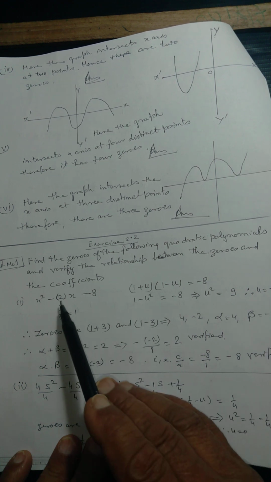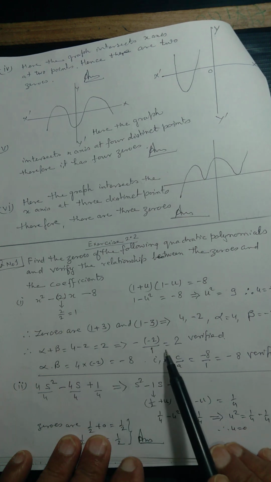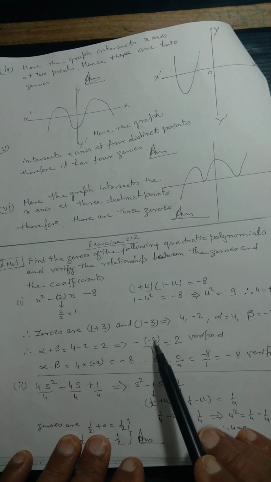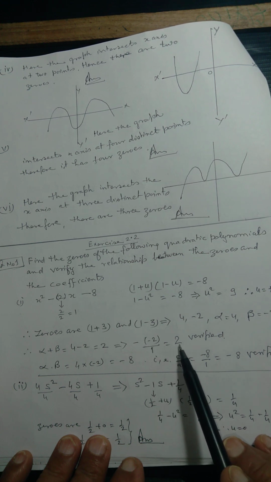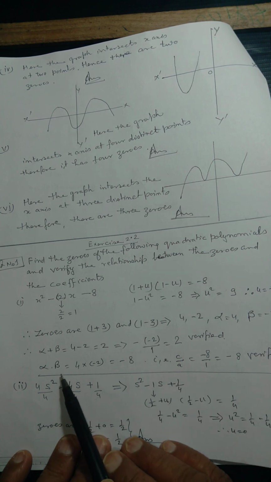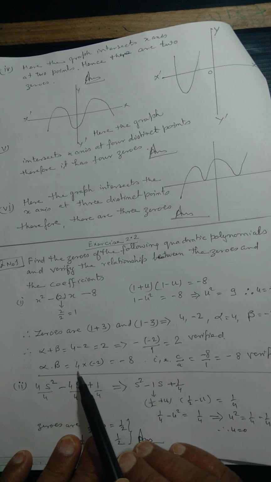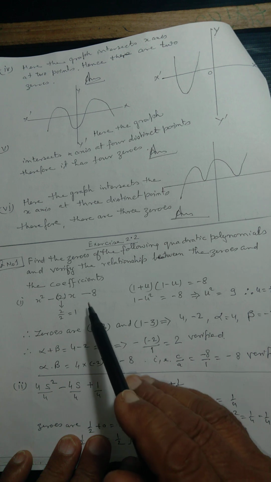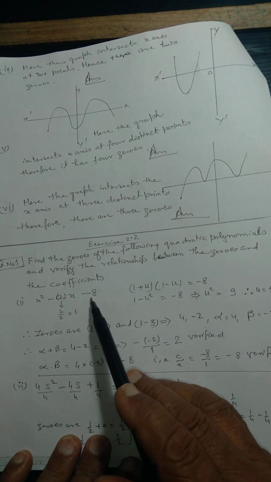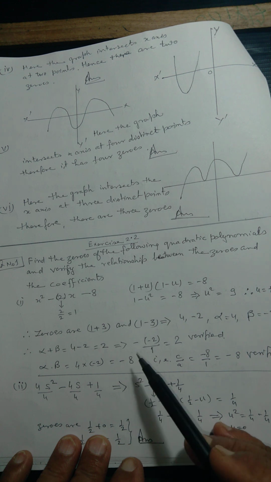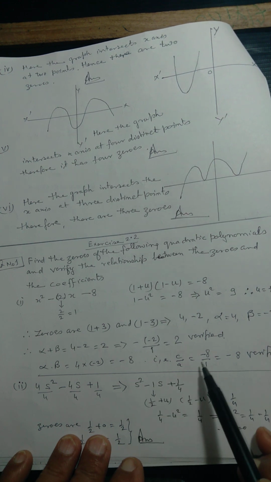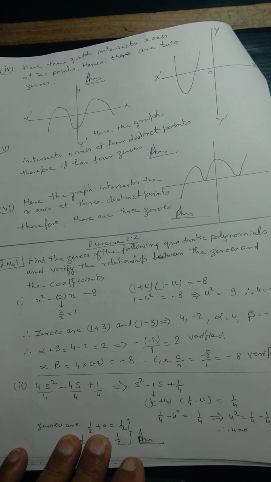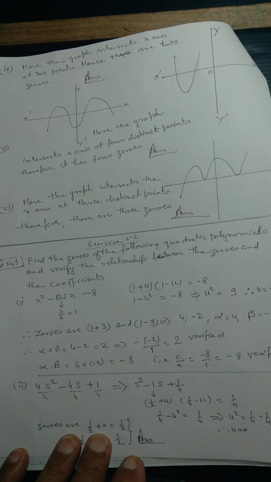So you see, this is the b part, means coefficient of x. So minus of minus 2 by 1, that is 2, verified. Alpha into beta, that is product of the roots, that is 4 into minus 2, that is minus 8. You see, c by a, here a is 1. So c by a is minus 8 by 1, that is minus 8. It is also verified. Now the second part is given here.